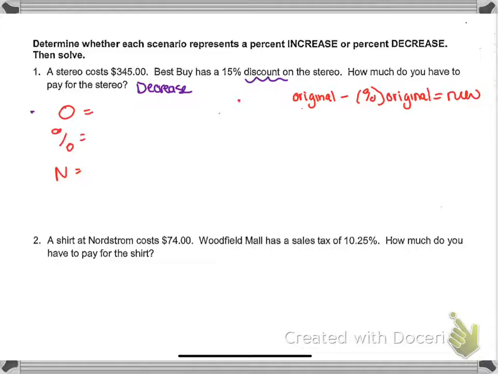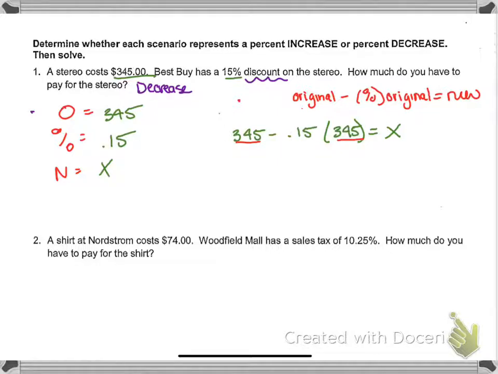So what I'm going to do to organize myself is I'm going to write O, percent, and new down the side so I can figure out what I have and what I need. So my original amount for the item I want is $345. The percent as a decimal is going to be 0.15. And my new amount is, I'm not sure. That's what I've got to figure out. So I'm going to plug that information into my formula. You'll notice that the $345 shows up twice, right?